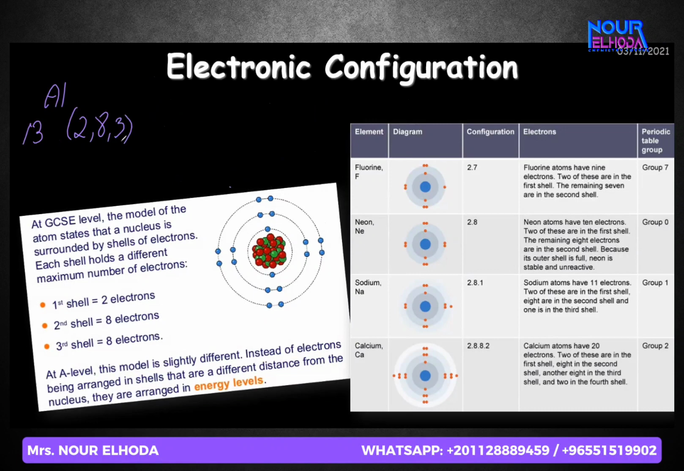So 283. This means, why did I say 283? Because the first shell will take 2, then the second is going to take 8, then the rest will be in the third shell. So that's why I'm going to say 283. Easy? Any question?